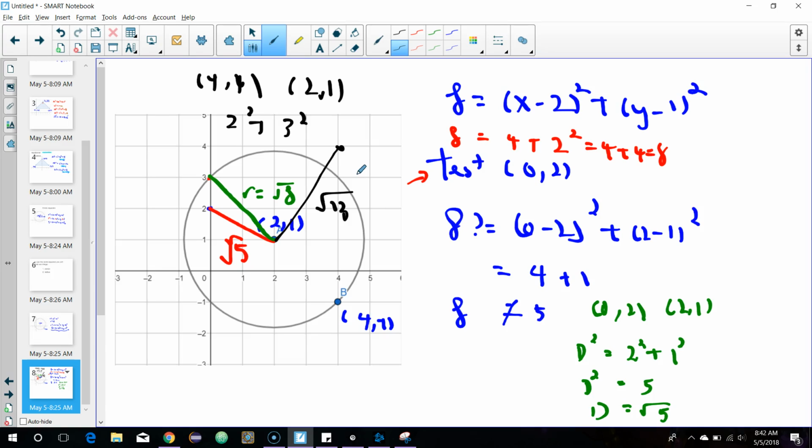It's so useful. Hopefully by now you can see that we are using the distance formula basically everywhere. And again, the distance formula is actually your Pythagoras theorem. So it's such a powerful technique.